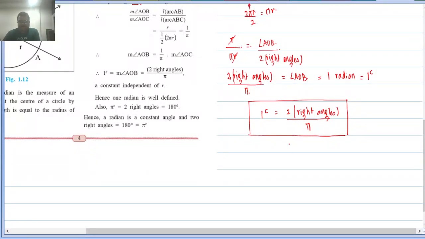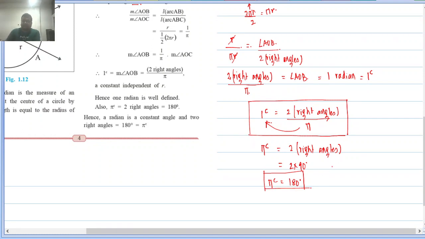Okay. Now, pi radians, suppose we take this over here, 1 into pi radians is 2 right angles. And what is one right angle? 90 degrees. So what is pi radians? 2 into 90 degrees, which is 180 degrees. This is the conversion factor between radians and degrees. So pi radians is 180 degrees is the conversion factor.